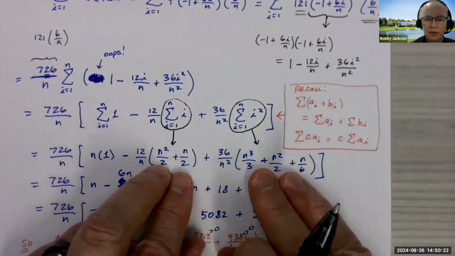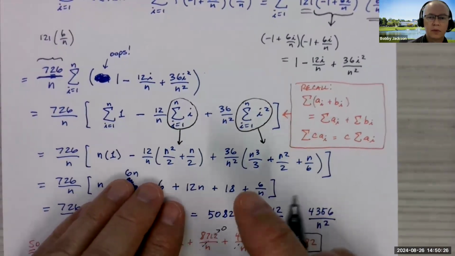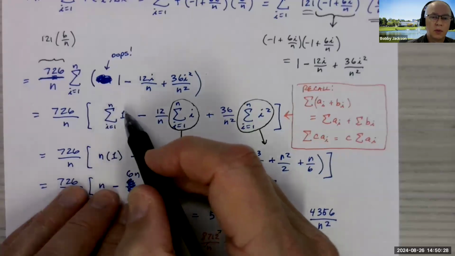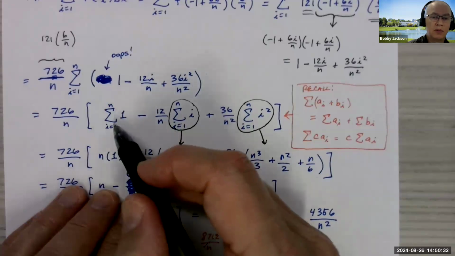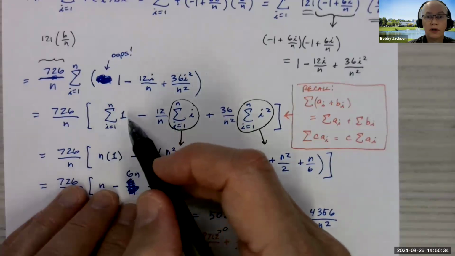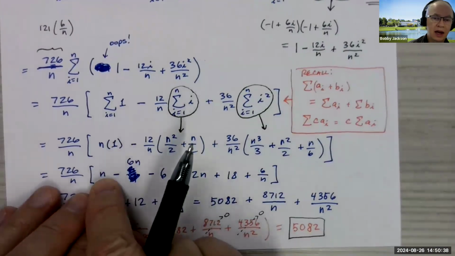So now that I've evaluated my sums and expressed them in terms of n, I just need to clean everything up. One other thing: what is the summation i equals 1 to n of 1? Well, it's just n times 1, right? Because we're basically adding 1 to itself n times. So n times 1, of course, is n.